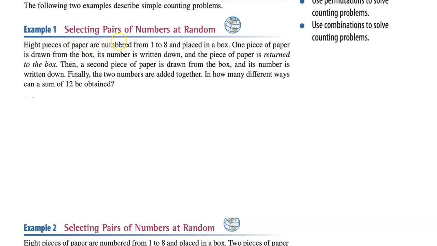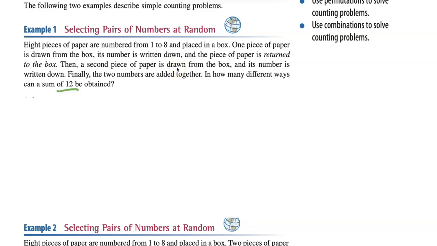8 pieces of paper are numbered 1 through 8 and placed in a box. One piece of paper is drawn from the box, and its number is written down. The piece of paper is returned to the box. So you get that number, you put it back. Then a second piece of paper is drawn from the box and its number is written down. Finally, the two numbers are added together. How many different ways could 12 be obtained?